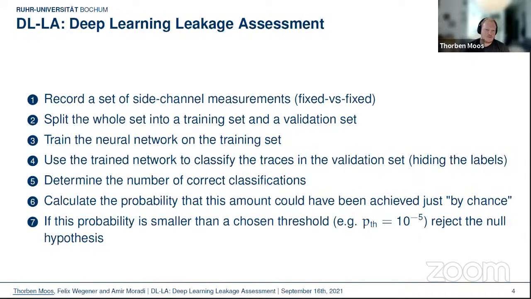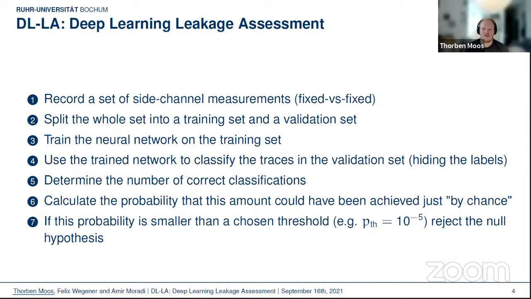So how is this done? First, we record a set of side channel measurements in a fixed versus fixed manner. Then we split the whole set into a training set and a validation set and train the neural network on the training set. Afterwards, we use the trained network to classify the traces in the validation set while hiding the true labels from the network.